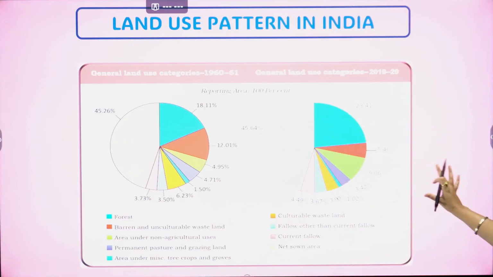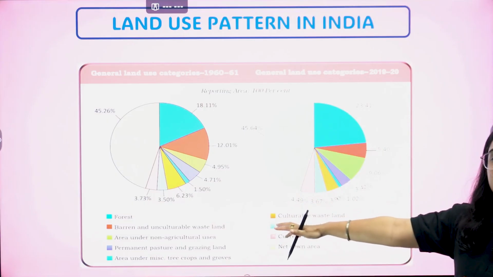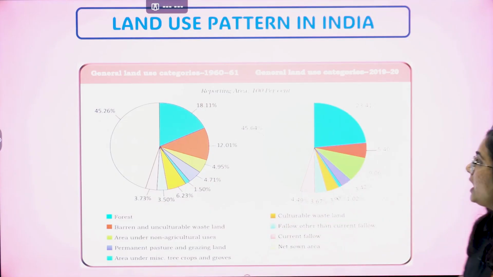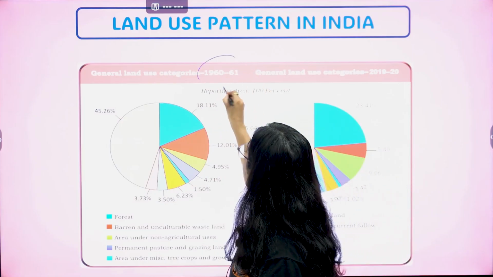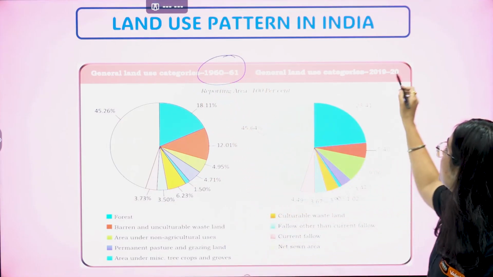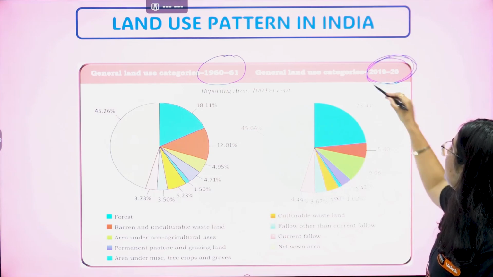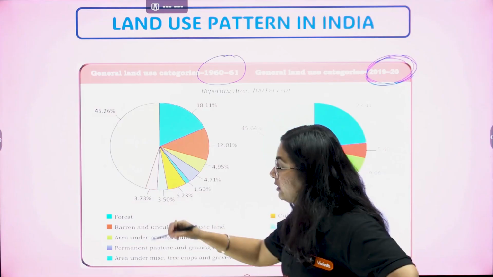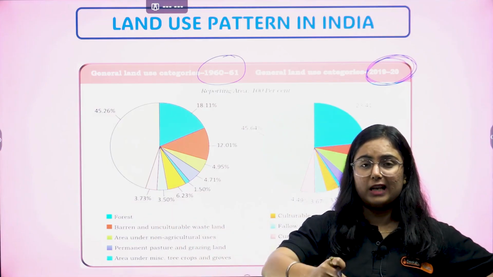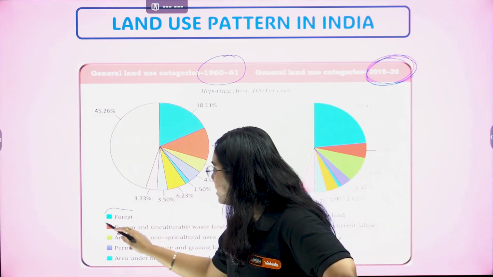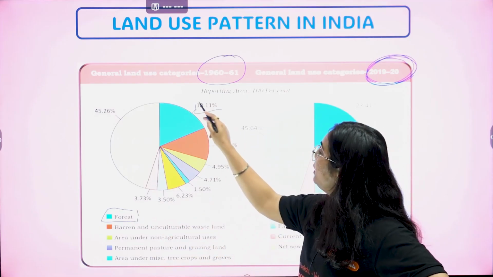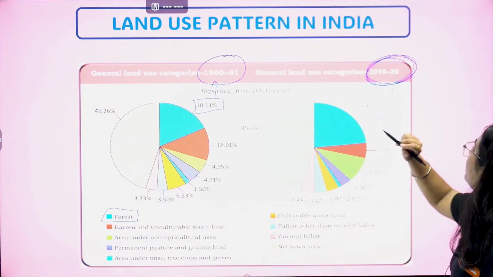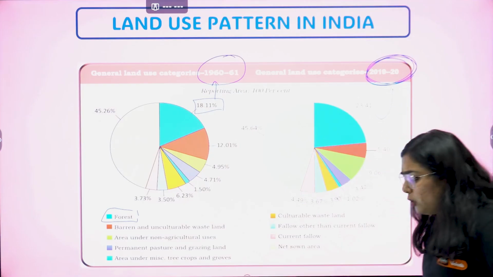Moving to land use pattern in India, very important, because through this pie chart everything will be cleared. General land use category, this is for the year 1960 to 61, and this is for the year 2019 to 2020. Okay. Through this chart, we want to talk about how much portion of land is used as forest. See this blue part, that is 18.11% in 1960. Now increased to 23.41%.